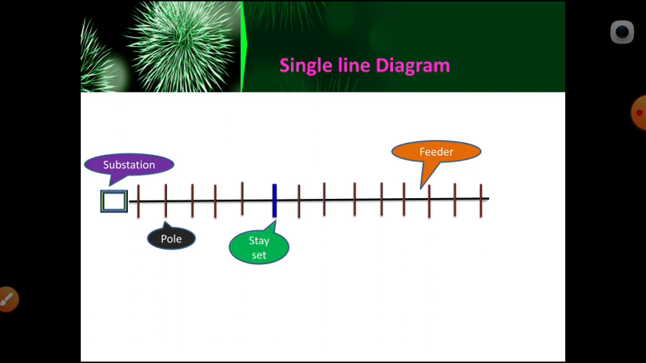Stay wires. As per IE rules, some salient points: every fifth pole should be stayed and every fifth pole should be earthed. That is a common thing you have to remember.